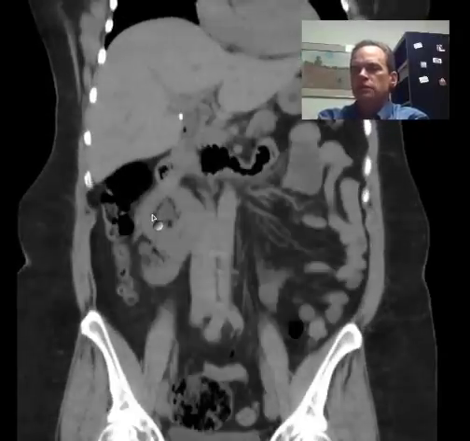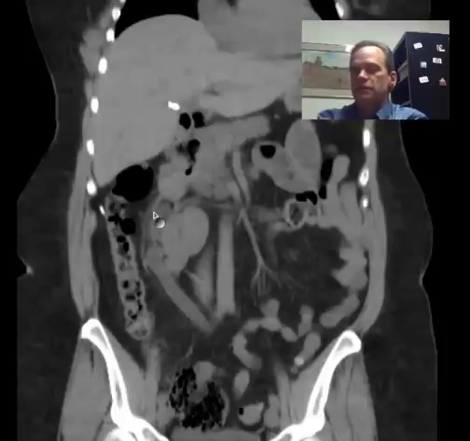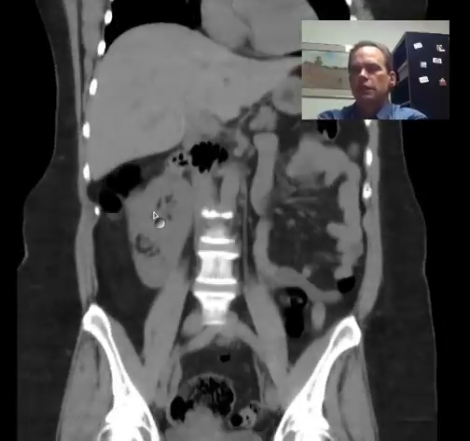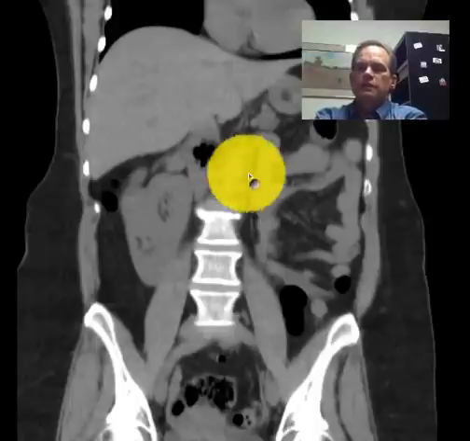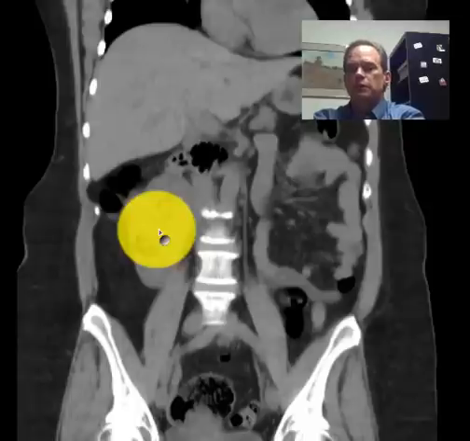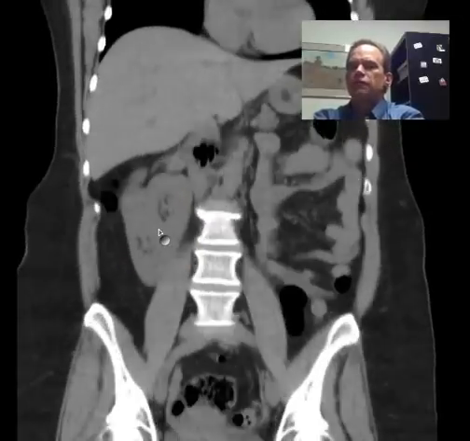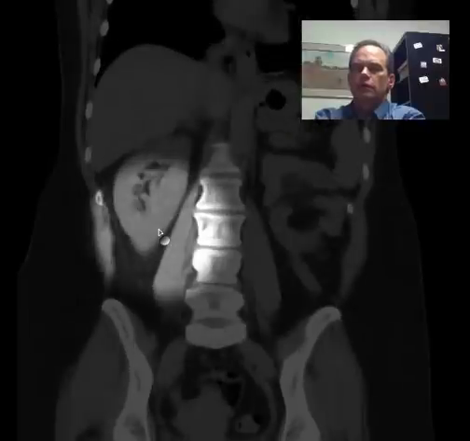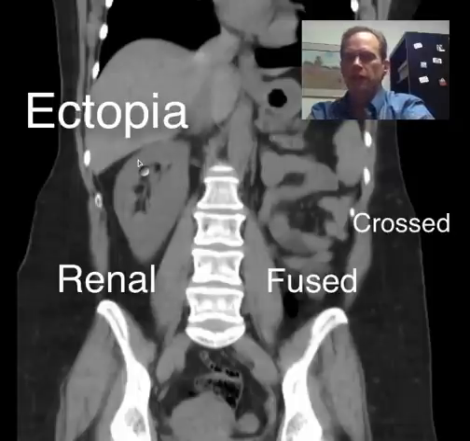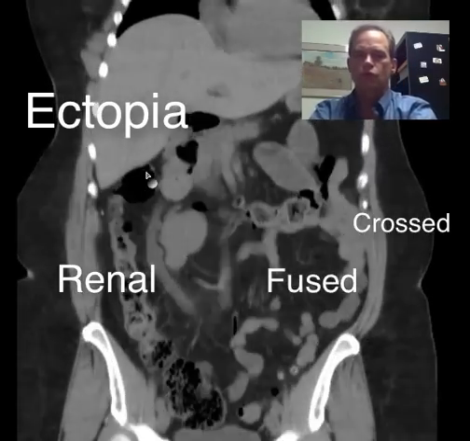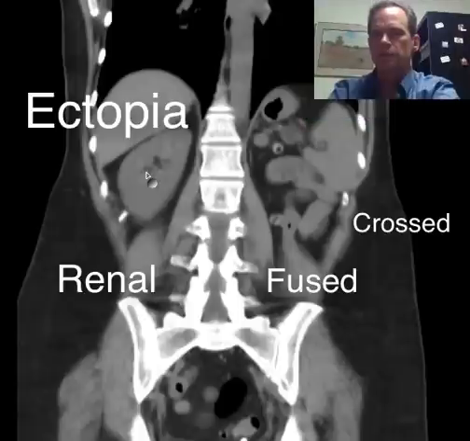So ectopia means in the wrong place. Ectopic pregnancy is a pregnancy that's in the wrong place. This left kidney is in the wrong place. In fact, I'm not sure we can reasonably call it the left kidney, but it would have been the left kidney had things gone a little better. But what has happened is that it has developed on the right side and has remained fused with the right kidney, and so it is crossed from the left to the right. It's fused, and it's renal because it's kidney, ectopia because it's in the wrong place. So this is crossed, fused, renal ectopia.